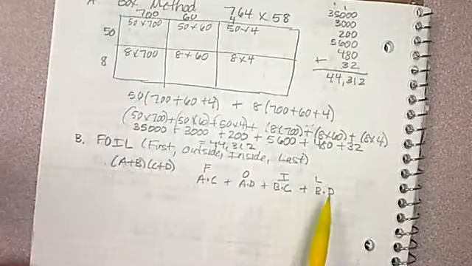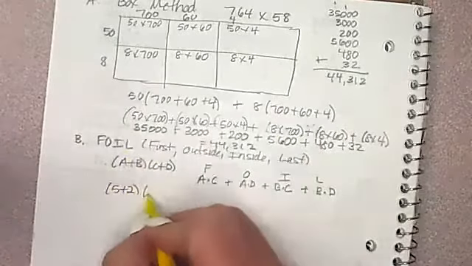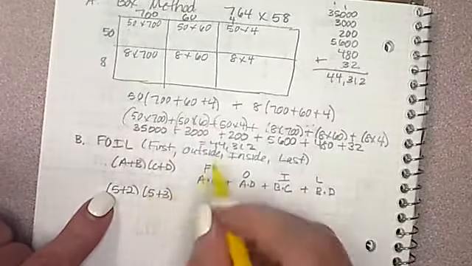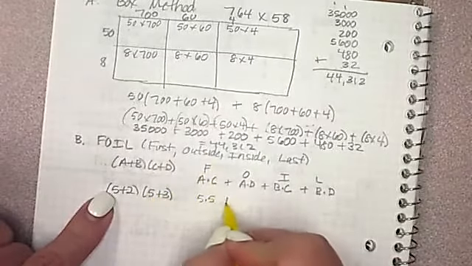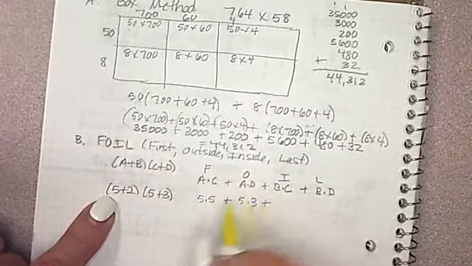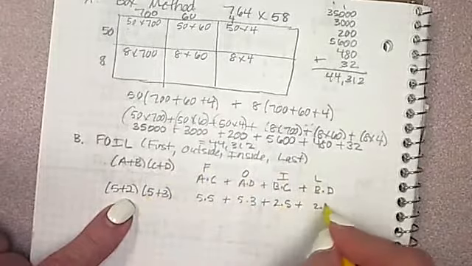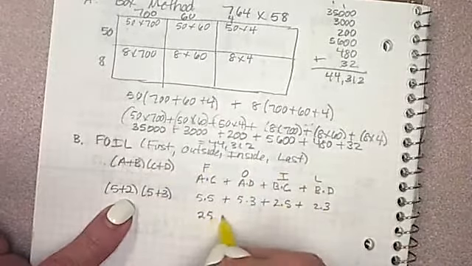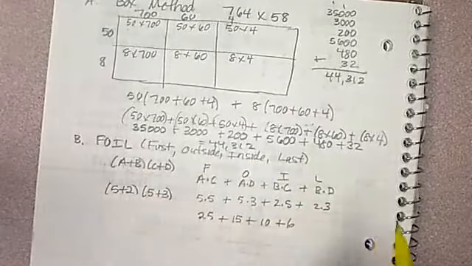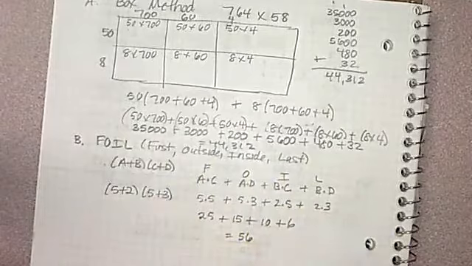So notice the A's are being distributed as a multiplier, and the B's are being distributed also as a multiplier. So let's take, for example, 5 plus 2 times 5 plus 3. If we multiply the first, we have 5 times 5, plus the outside 5 times 3, plus the inside 2 times 5, plus the last 2 times 3. So then we have a pretty simple sum. If we add all those up together, that equals 56.